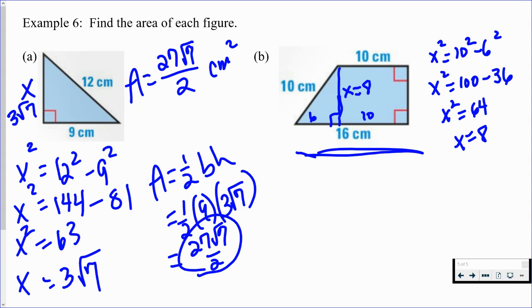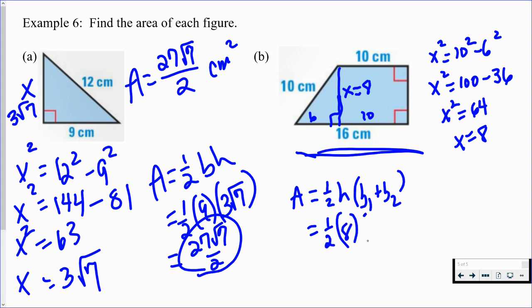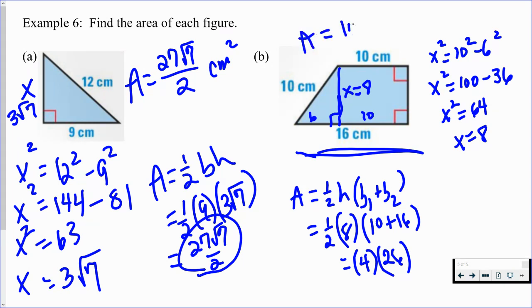Now we have two options. We can go through and either find the area of the triangle plus the area of the rectangle, or we can do the area of a trapezoid. I'm just going to go ahead and do the area of the trapezoid all at once. 1/2 times the height times the bases added together. So let's plug that in. 1/2 times the height, which is 8, times the bases added together, 10 plus 16. 1/2 times 8 gives us 4, and then 10 plus 16 is 26. 4 times 26 is going to give us 104. So our area for this one is 104 centimeters squared.